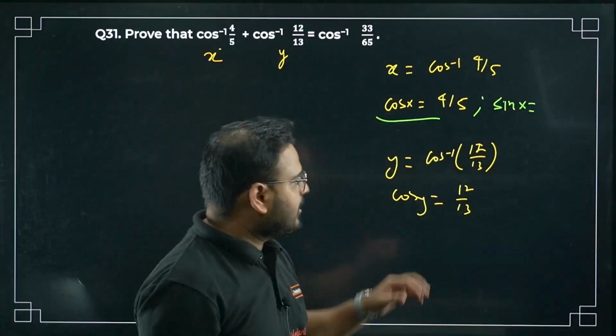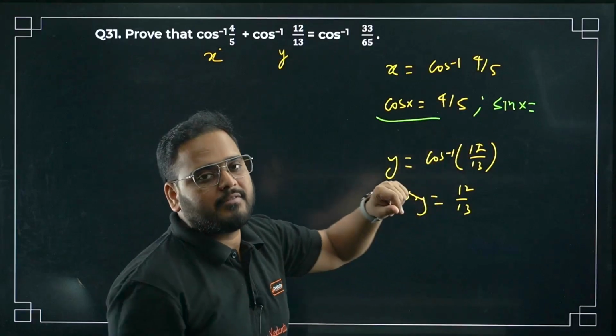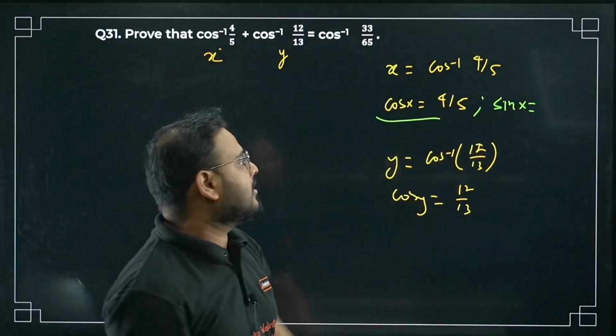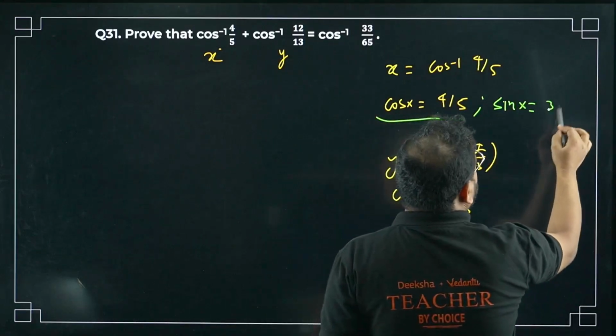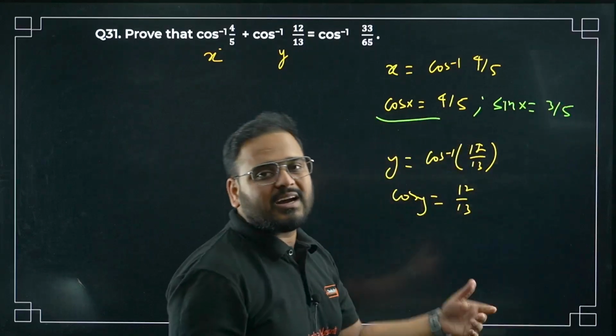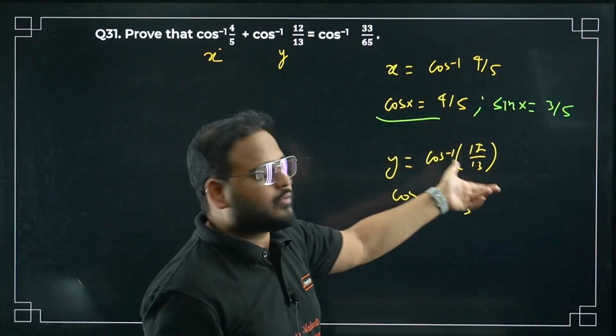No. Cos x is known, bacha. 4, 5. What is missing? 3. 3, 4, 5 is the Pythagorean triplet, right? So it will become 3 by 5. If you don't want that, use identity. 1 minus sin square is cos square. That one you can use.